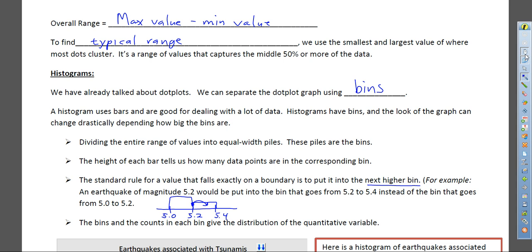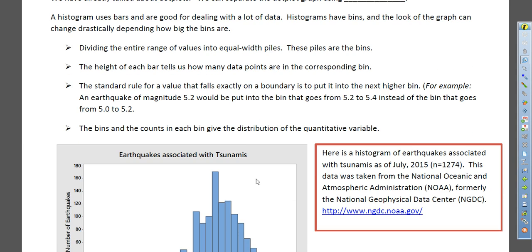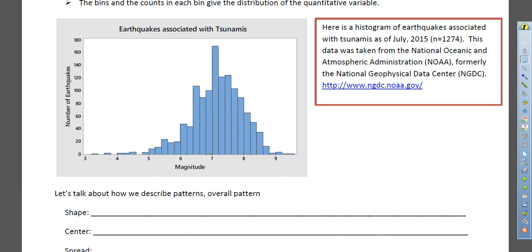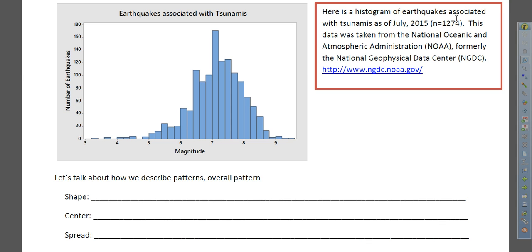So let's look at an example, and then we'll go through talking about the shape, center, spread, and outliers of the distribution. Here is a histogram of earthquakes associated with tsunamis as of July 2015. In this distribution, we have 1,274 earthquakes represented. We have the magnitude of the earthquake down here, and over here we have the number of earthquakes. You can see these bars, and the height of this one looks like about 170. So there are 170 earthquakes in this bin in the 7 to 7.2 range of magnitude.